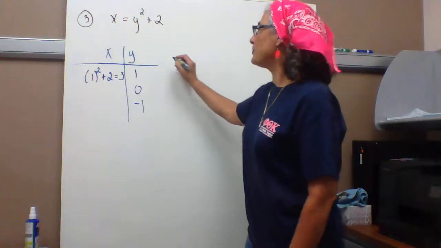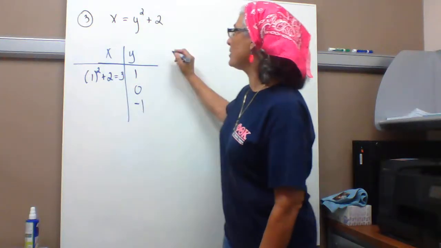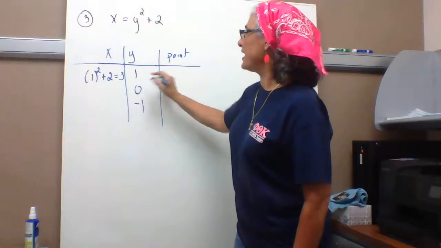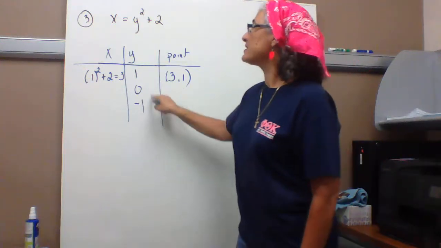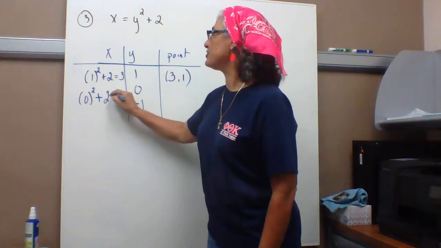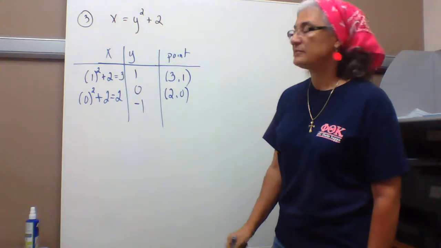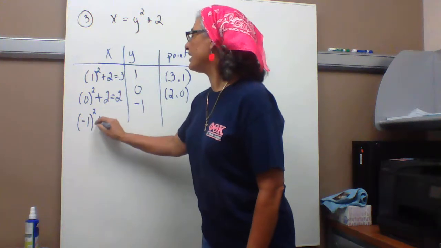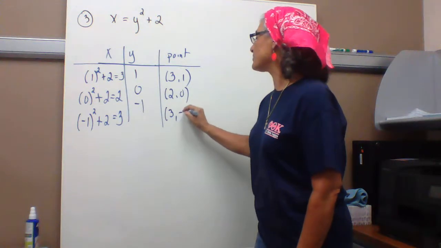Which means the point that you get, and I ran a little bit out of room on this side, so I'm going to write the point on this side. We are going to get x first, which is 3, y second, which is 1. Okay? Now I do the same thing for the next 2 points. Plug in the y value, square it, add 2. I'm going to get just 2 there, which means my second point will just be 2, 0. The third point, we are going to square the y, add 2, and I get 3 again. So my third point is 3, negative 1.